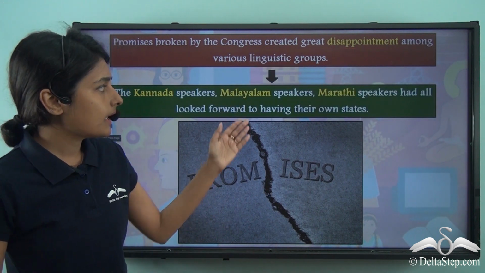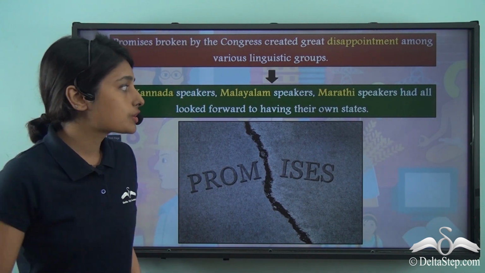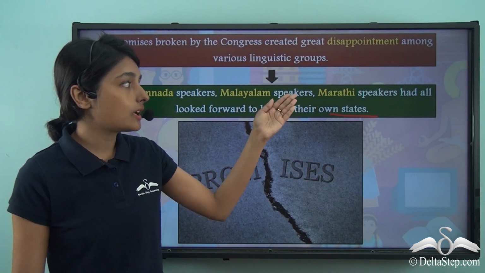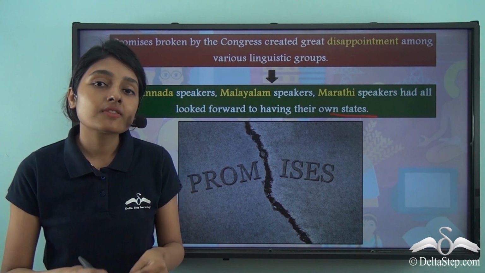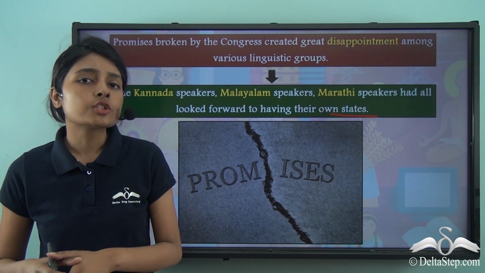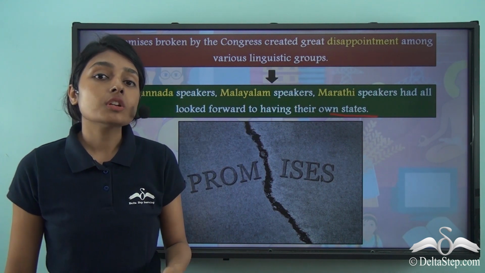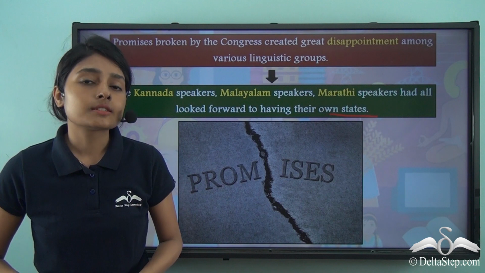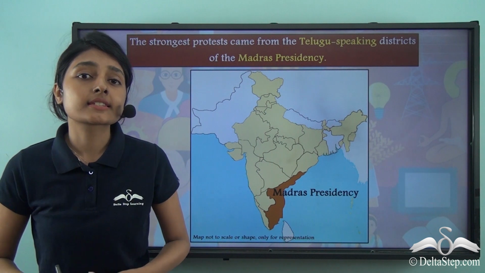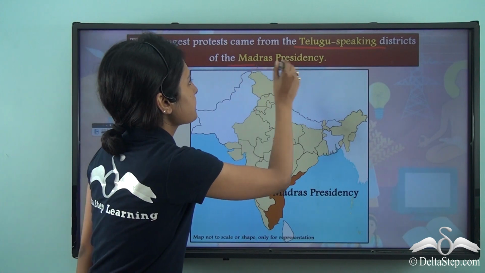The Kannada, Malayalam as well as Marathi speakers were actually looking forward to having their own states. So they thought that they would get their own states based on their linguistic identity after India attained its independence. But it was not to happen this way. And so they were now disappointed. They were also breaking out in rebellion in certain parts of the country. Now the strongest possible protests came from the Telugu speaking districts in the Madras Presidency.